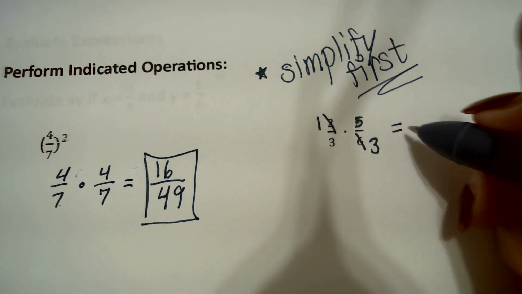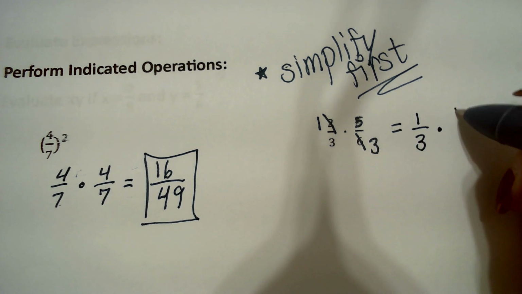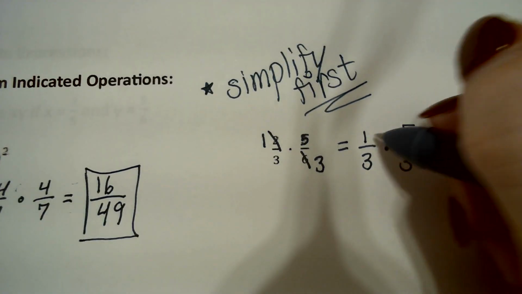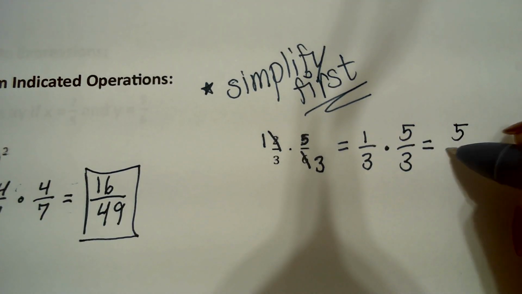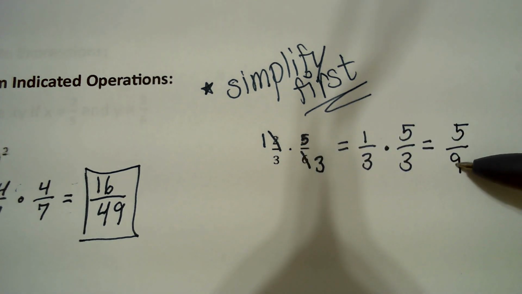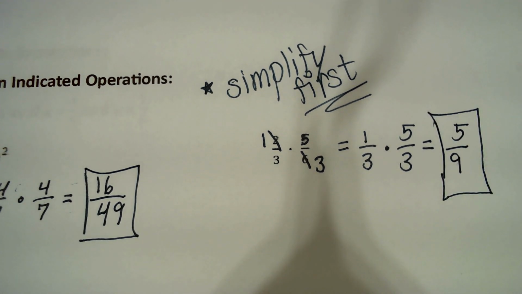So my new multiplication problem is 1 over 3 times 5 over 3. From here, I can multiply straight across. It's 5 over 9. And I know because I simplified first, I don't have to simplify at the end. I am done. My answer is 5 over 9.